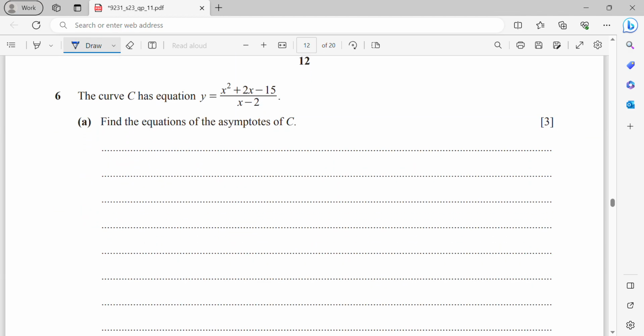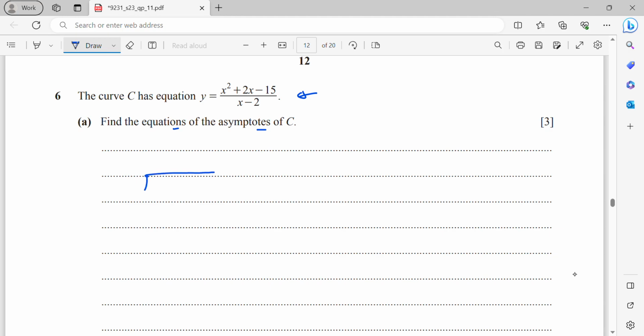Okay, now question 6. A curve C has equation y equals x squared plus 2x minus 15 divided by x minus 2. Find the equations of the asymptotes of C. Now, to find the asymptotes, we have vertical plus horizontal, or vertical plus oblique. When you look at the degree of x in the numerator, the highest is 2. But the highest degree of the denominator is only 1, which means the oblique asymptote exists. So the oblique asymptote can be found using polynomial division.